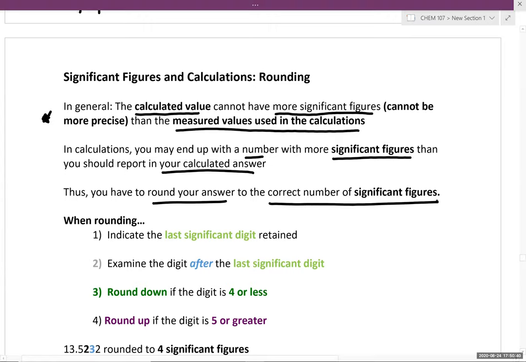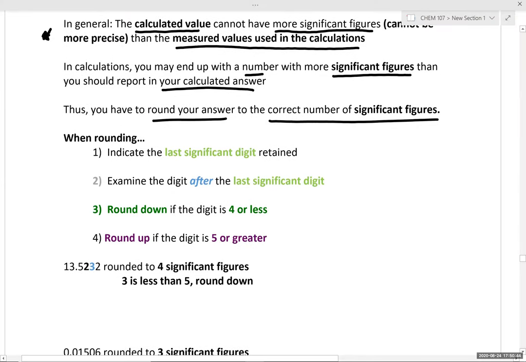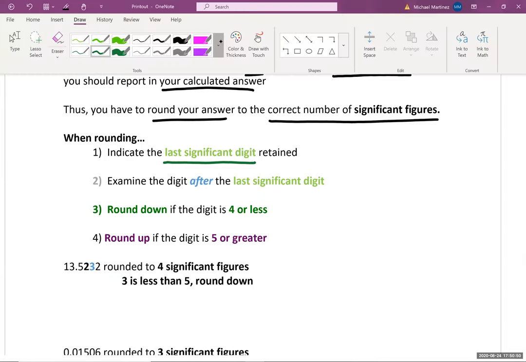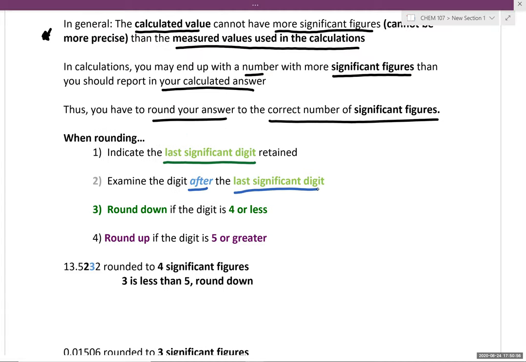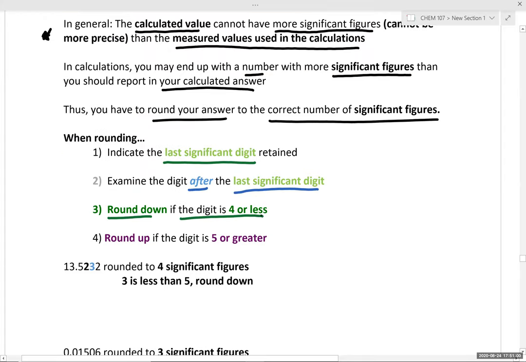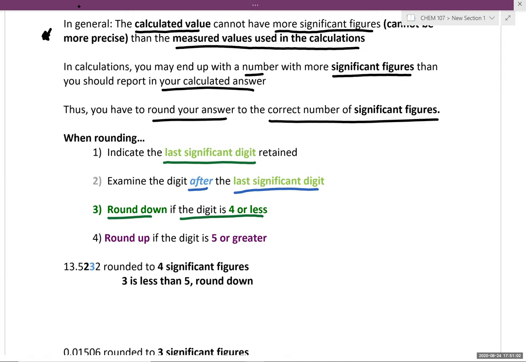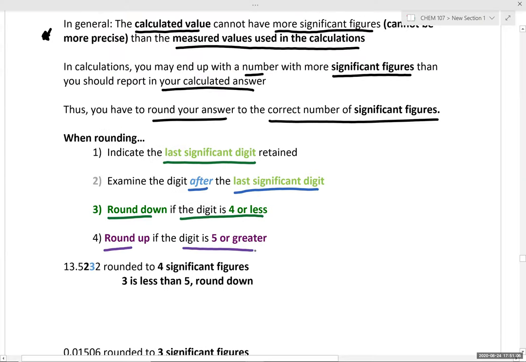So for rounding, your first goal is to indicate the last significant digit. Then you're going to examine the digit after the last significant digit, and you round down if the digit is 4 or less, and you round up if the digit is 5 or greater.